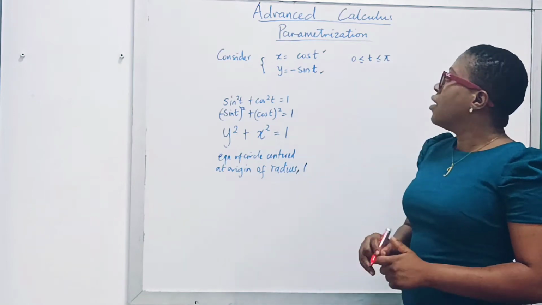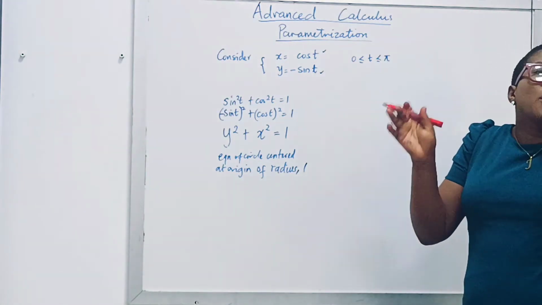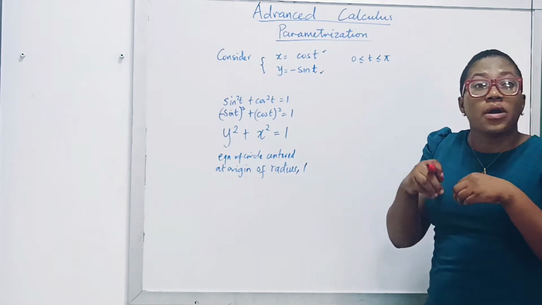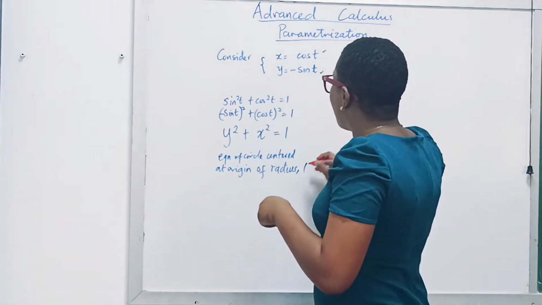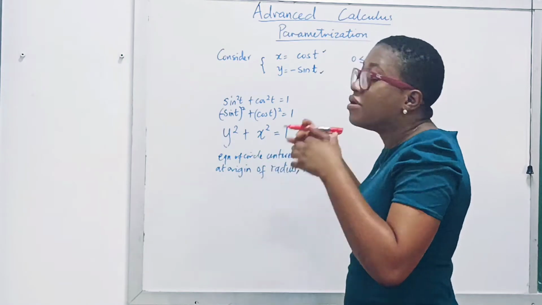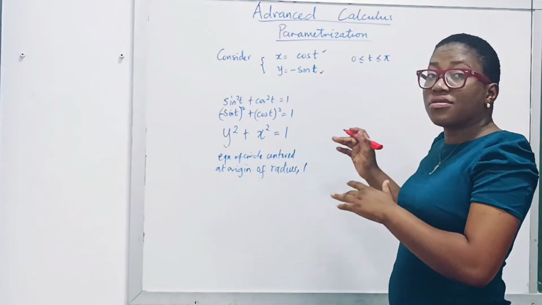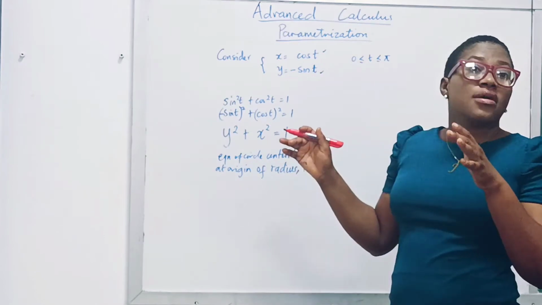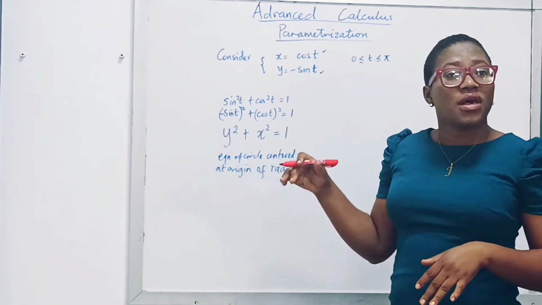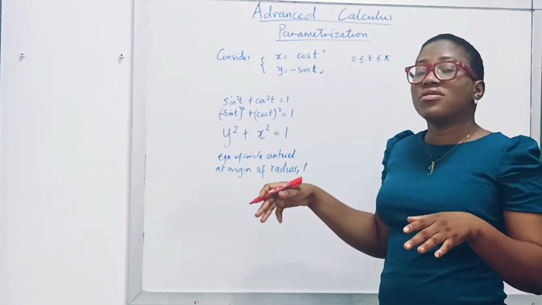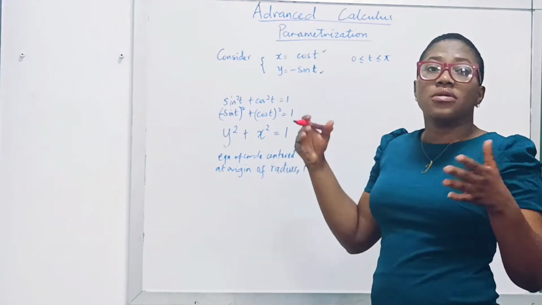Now, another question is, I don't know where to start. I don't know where to stop. What helps me, like when I'm sketching, I want to sketch this graph, x squared plus y squared equals 1. I know it's a circle, and I know it's centered at 0, and I know that the radius is 1, but I don't know where to start, and I don't know where to stop. Is it a full circle? Is it a semicircle? Or is it a quarter of a circle? I don't know what to do.